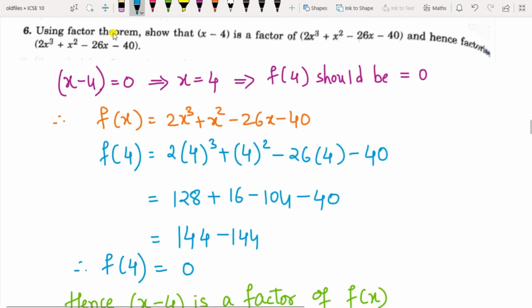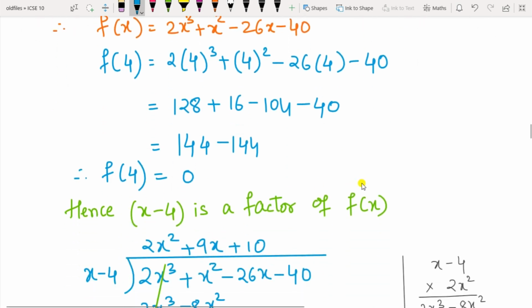Question 6. Using factor theorem, show that x minus 4 is a factor of this given polynomial, and hence factorize the given polynomial. So we have to prove first that this is a factor. To prove this is a factor, the remainder should be equal to 0. So f of 4 you have to solve. Substitute x equal to 4 in the given polynomial, you get f of 4 as 0, and therefore it proves that x minus 4 is a factor of the given polynomial f of x.